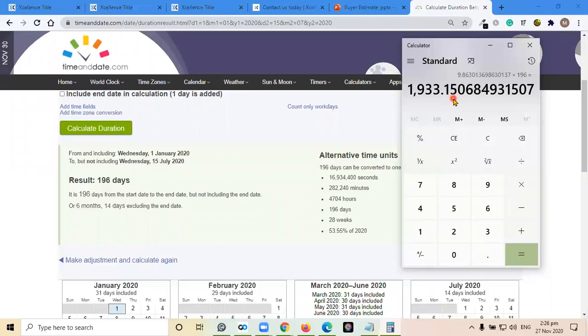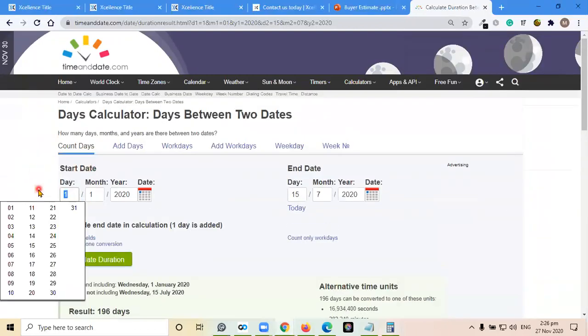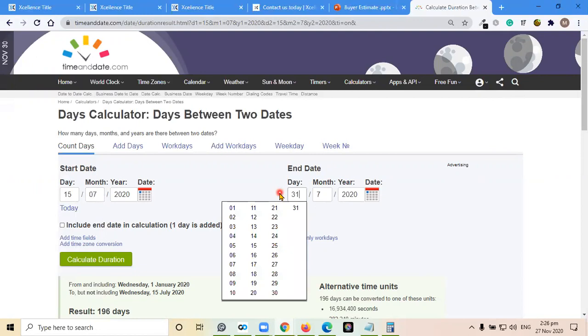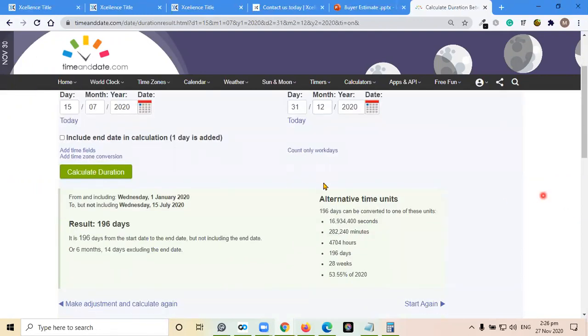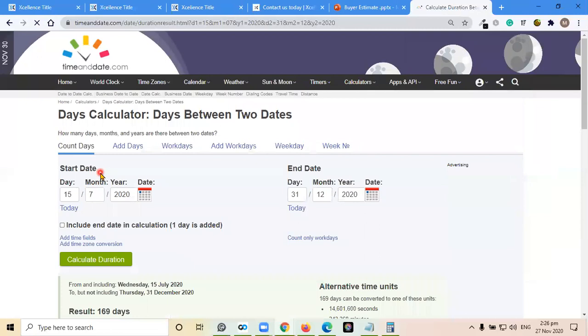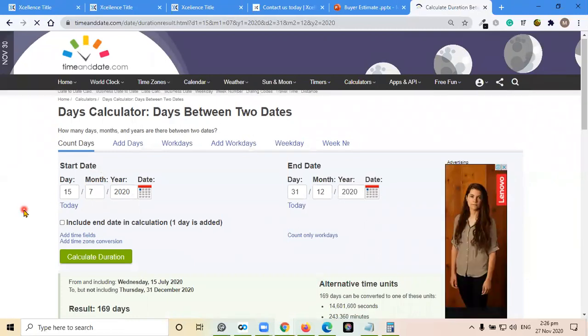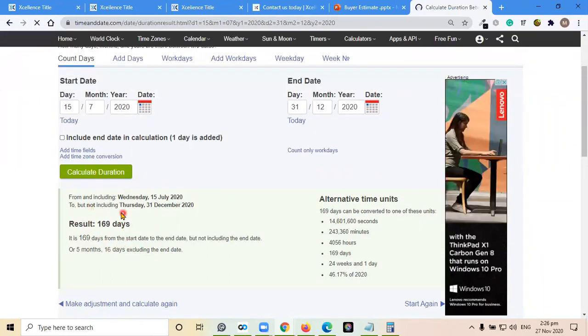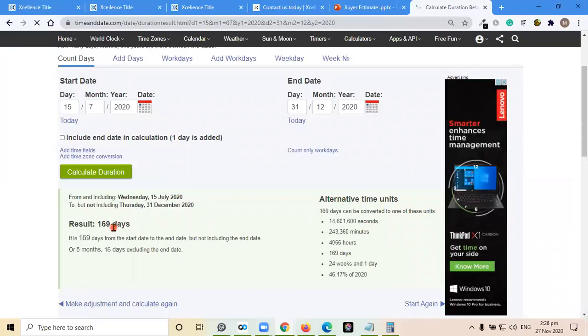All right, so now let's go ahead and calculate the number of days from the 15th of July till the 31st of December. Let's click calculate duration, and it's giving us 169 days. All right, so this is the number of days the buyer needs to pay property taxes for the year 2020, because he now owns the house.